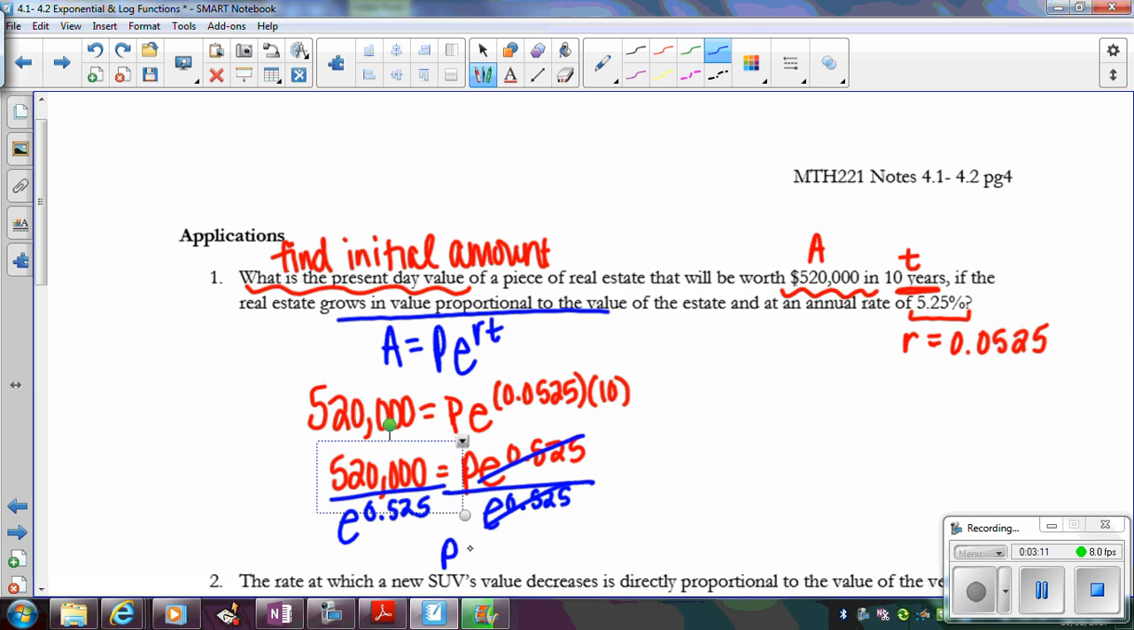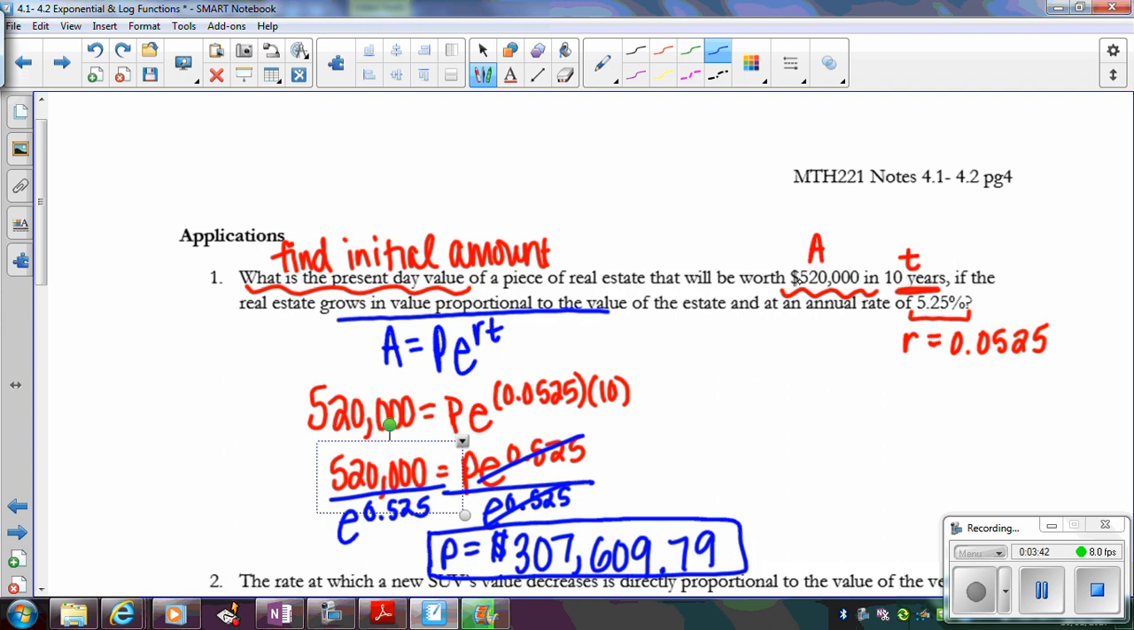So for P, you just put that in your calculator and you end up with 307,609 and 79 cents. And that is the present day value, meaning that's how much money would have to go in now so that in 10 years it would accumulate to 520,000.